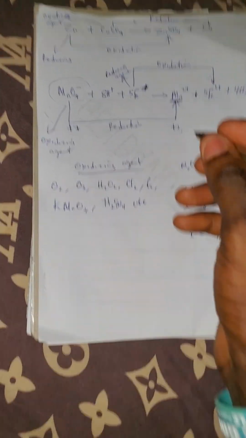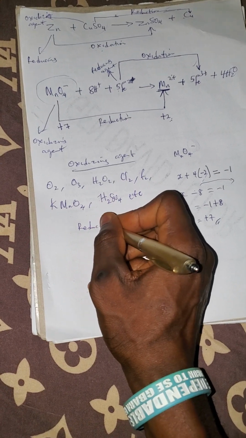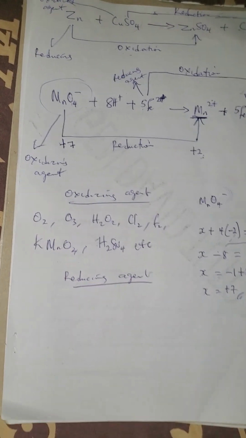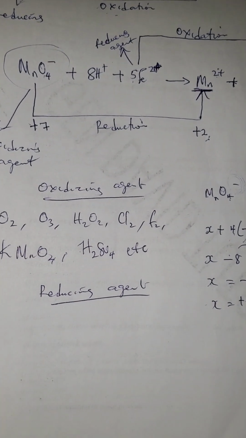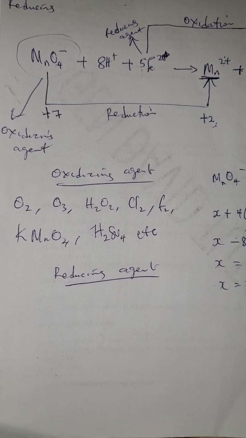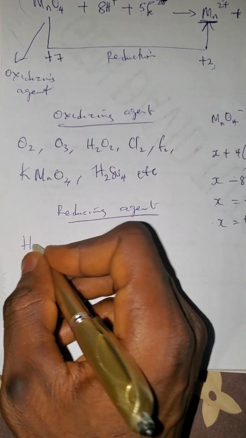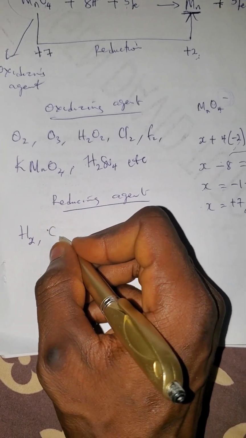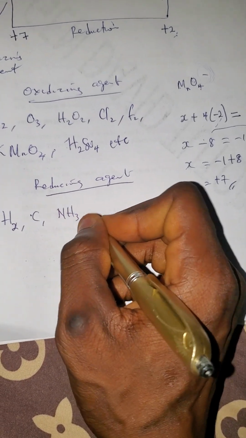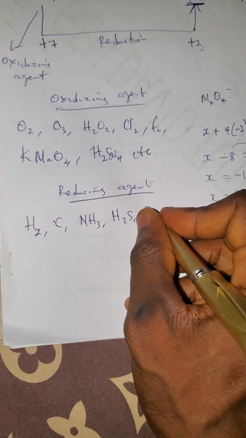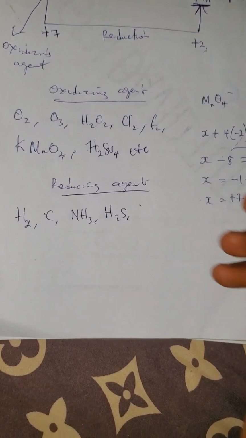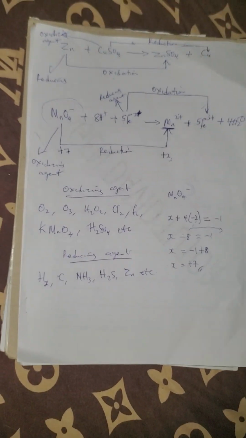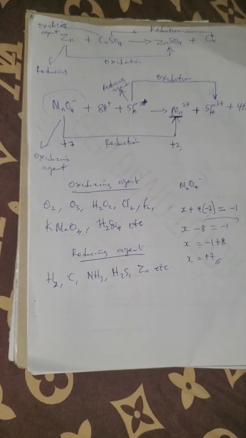Now for reducing agents, the majority of electropositive elements are reducing agents. You can have even hydrogen itself serve as a reducing agent. We can have carbon, ammonia, H2S, yes, they can serve as reducing agents. We can have zinc, etc. So these are common examples of oxidizing agents and reducing agents.